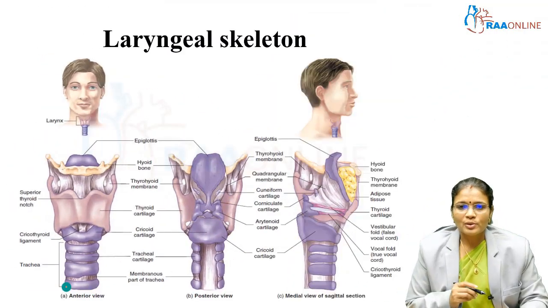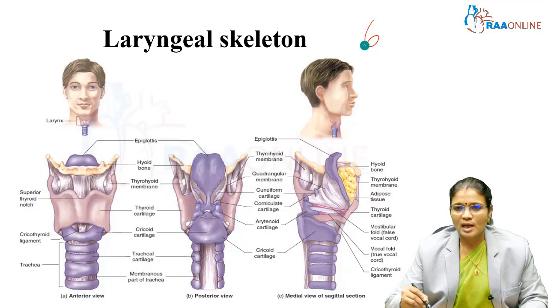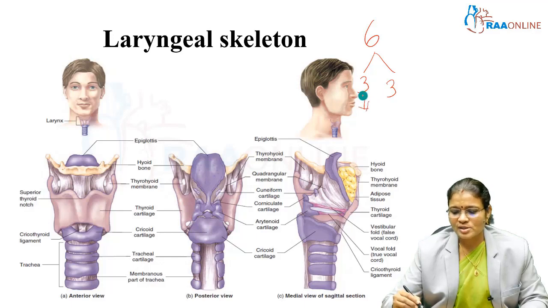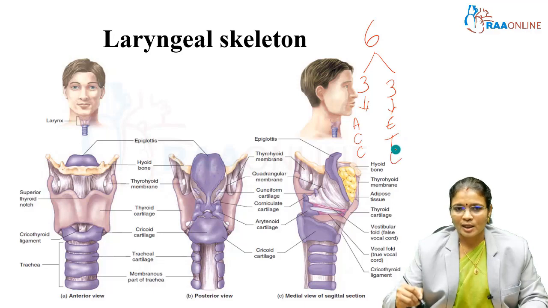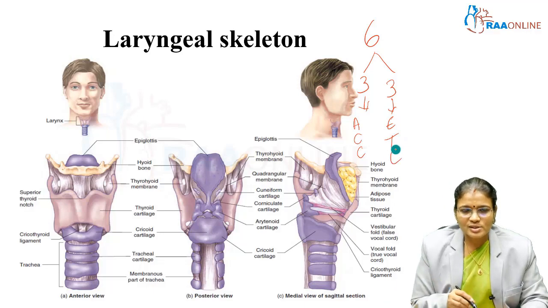Okay. Coming to laryngeal skeleton. Our larynx or the voice box is made up of a framework of firm cartilages. And what are those cartilages? There are around 6 cartilages, out of which 3 are paired and 3 are unpaired. The paired cartilages are arytenoid cartilage, corniculate cartilage and cuneiform cartilage. The unpaired cartilages are epiglottis, thyroid cartilage and the cricoid cartilage.